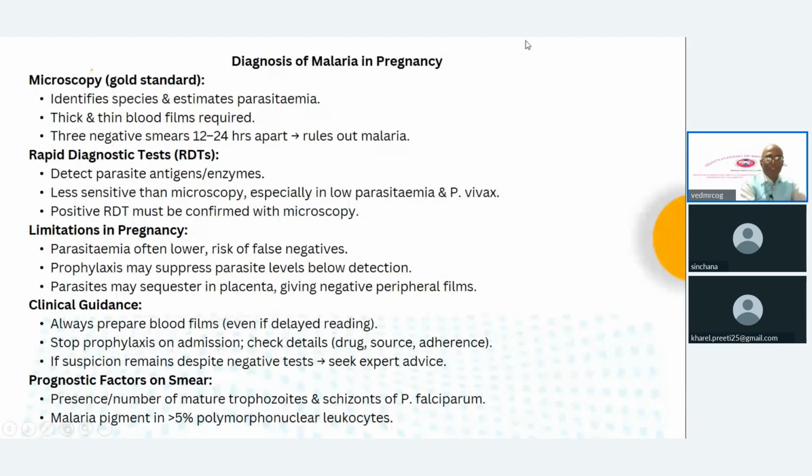Now coming to the diagnosis of malaria, a question can be asked on this. Microscopy is the gold standard. It identifies the species and estimates the parasitemia. So what is the gold standard? Microscopy. You get thick and thin blood films. If you take 3 negative smears at 12 to 24 hours, it rules out malaria. So you should have 3 negative smears at 12 to 24 hours.